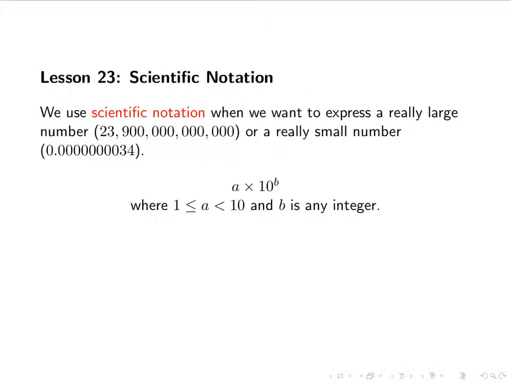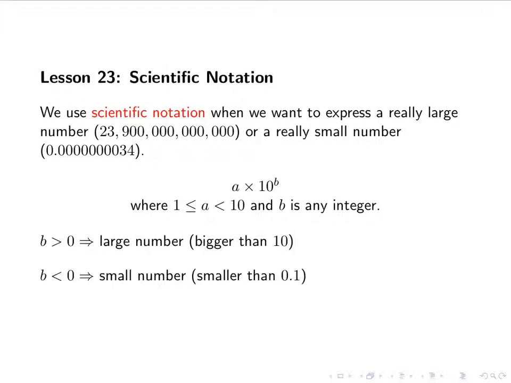Scientific notation looks like a times 10 to the b, where a is some number between 1 and 10. It can be 1, it cannot be 10, and b is any integer. If b is a positive number, then our scientific notation number is a very large number. It's bigger than 10. And if b is negative, then it's a small number. So it's smaller than 0.1.